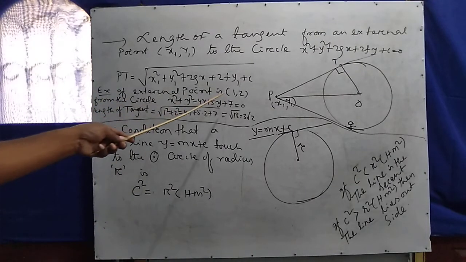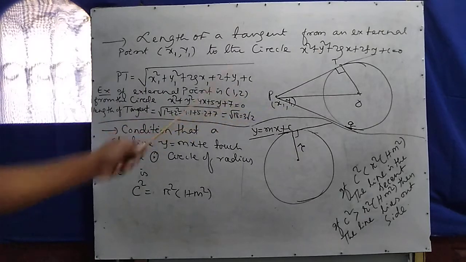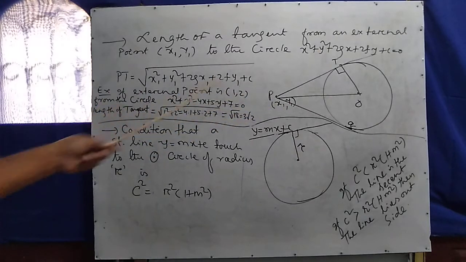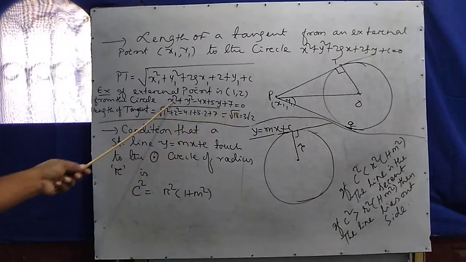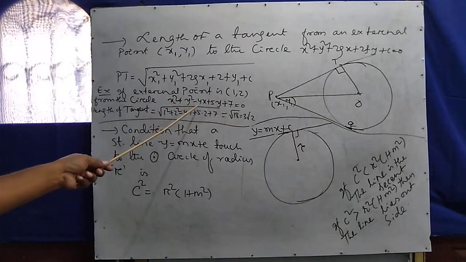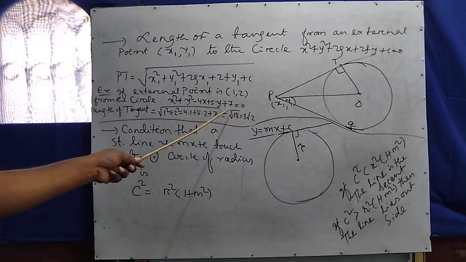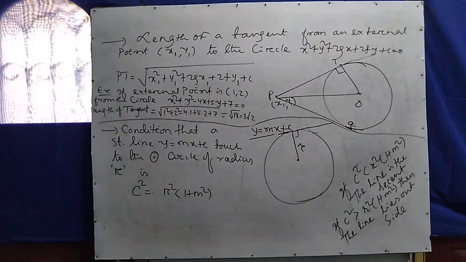If an external point (1, 2) is given, and the circle equation is given, this is the equation of the circle: x square plus y square minus 4x plus 5y plus 7 equal to 0. For example, this is the circle given.